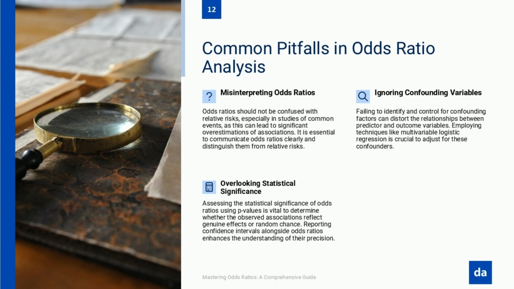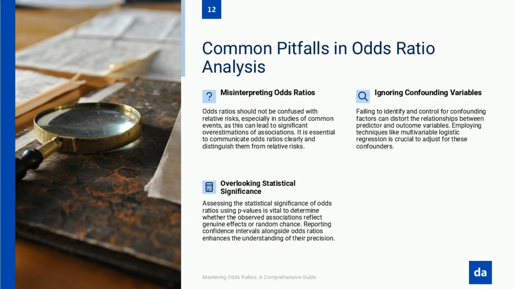To minimize these biases, researchers should strive for rigorous study design, including careful selection of cases and controls, standardized data collection methods, and consideration of potential sources of bias in the analysis and interpretation of results. It's also crucial to acknowledge the limitations of case control studies when reporting odds ratios and to interpret the findings in the context of other available evidence.